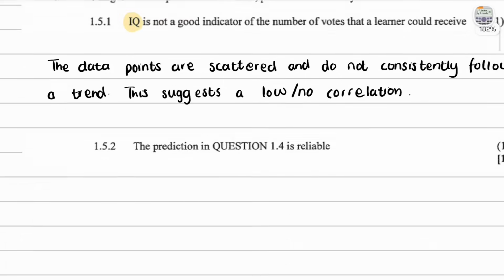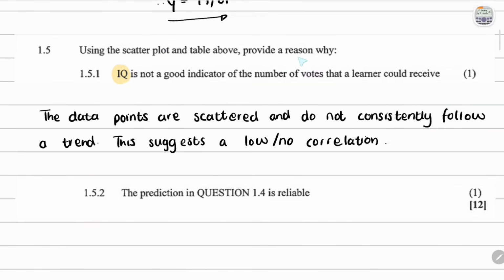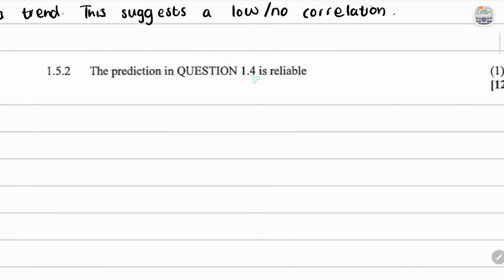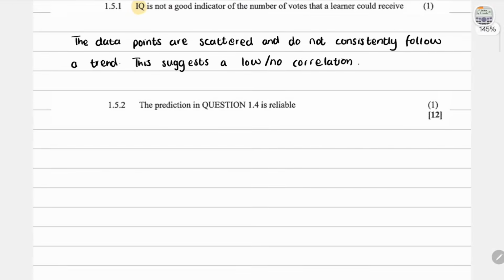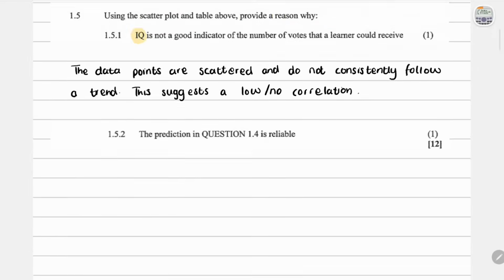Question 1.5.2 says, again using the scatter plot and the table above, provide a reason why the prediction in question 1.4 is reliable. So let's look at 1.4. That was about the popularity score. Why can we say it is reliable that somebody with a popularity score of 72 is likely to get about 18 votes? Why is that reliable?